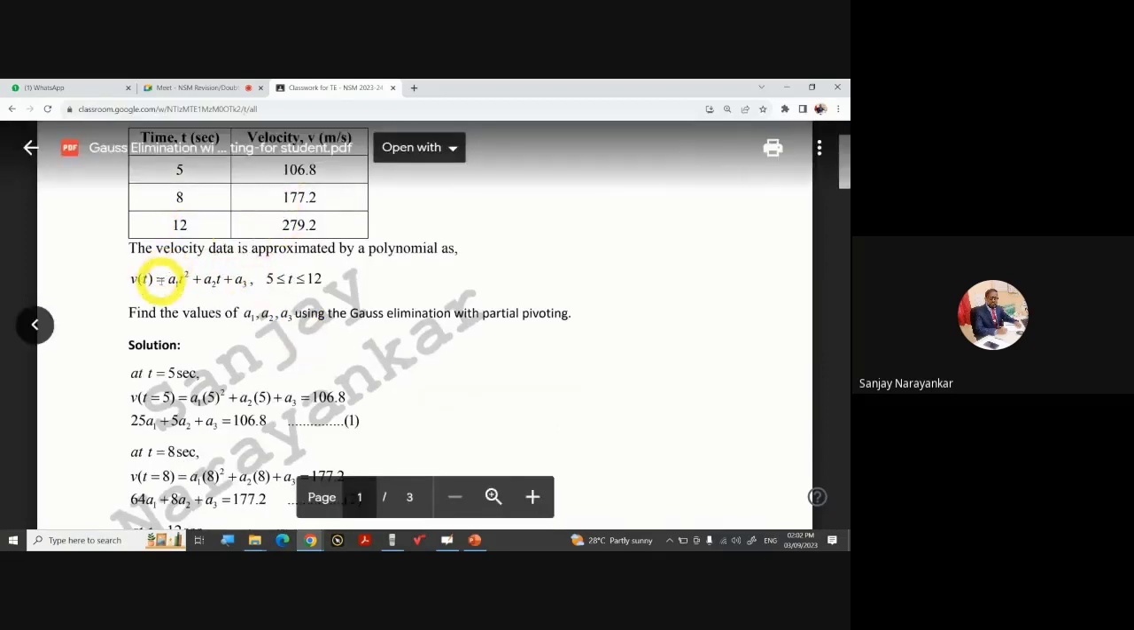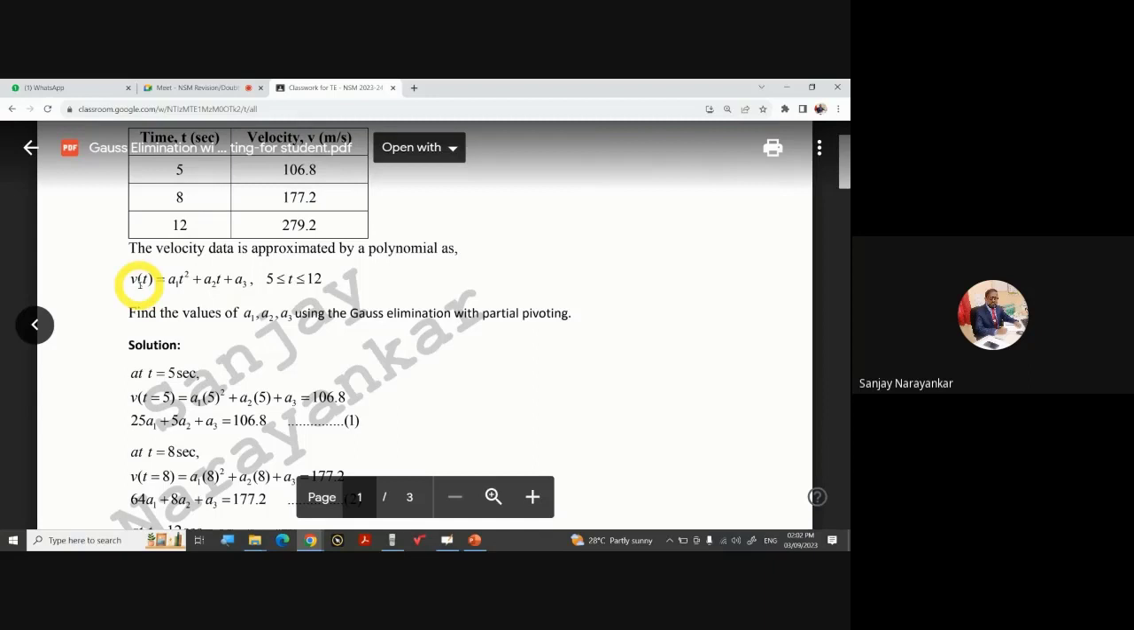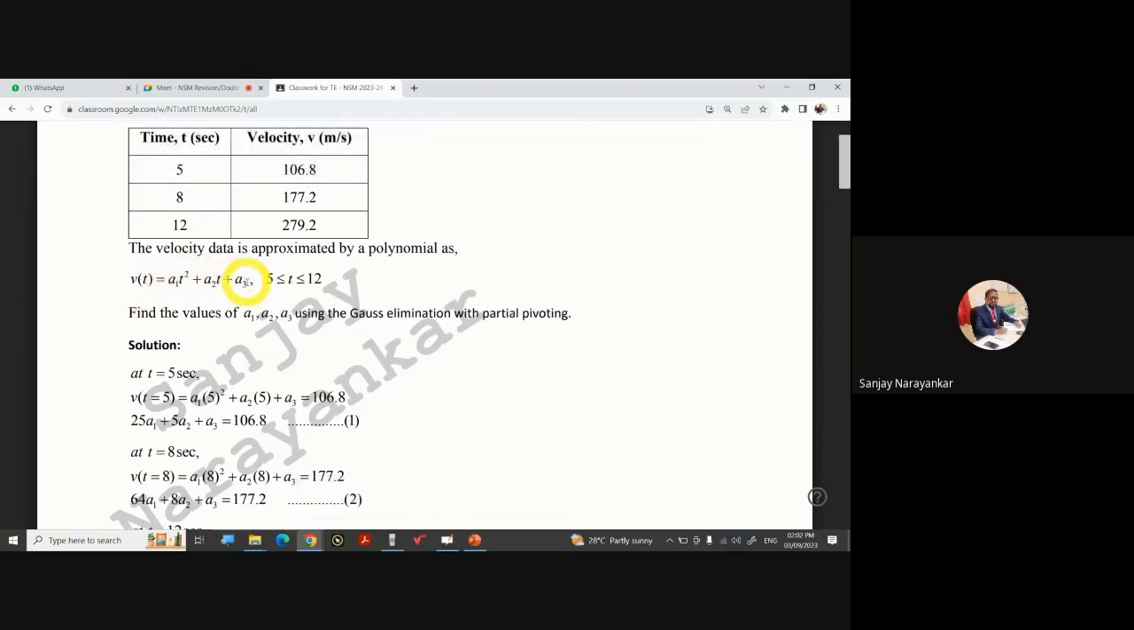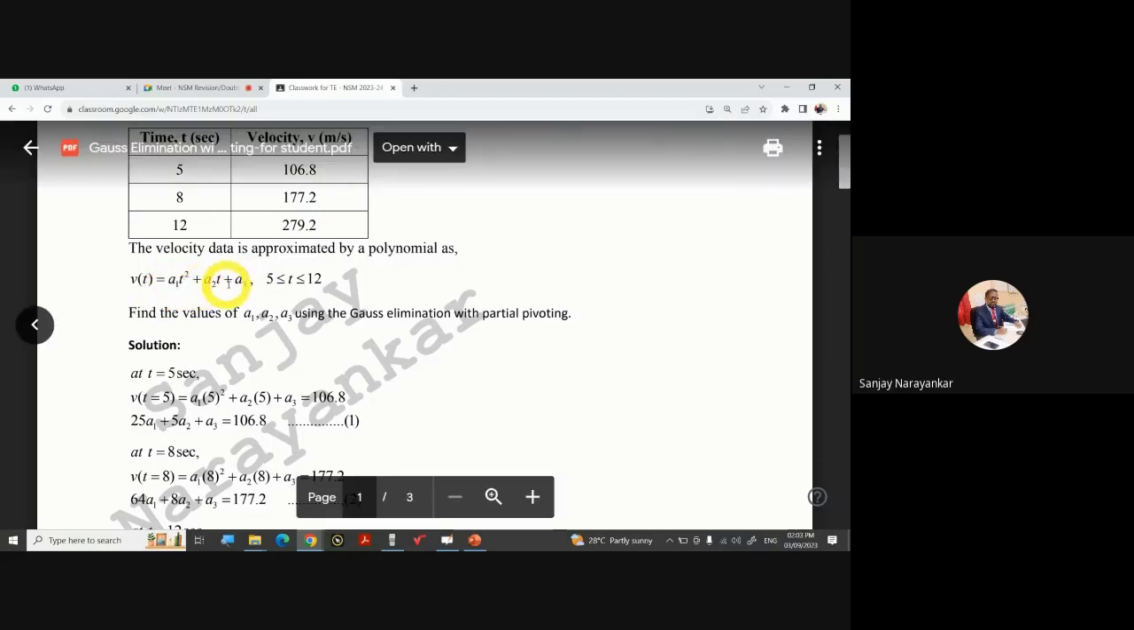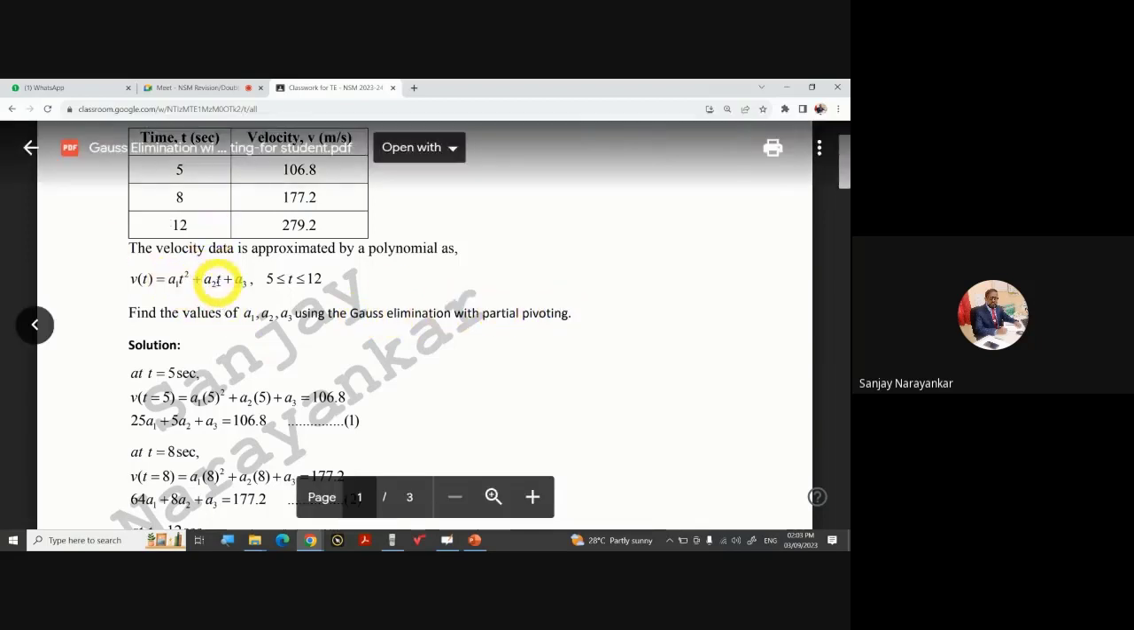The relation between velocity and time is given by this equation. So what is that equation? That equation is also given. Velocity is equal to a1 t square plus a2 t plus a3, where a1, a2, a3 are the constant coefficients that we have to find out. Now this is what is given. And they are asking us to use Gauss elimination with partial pivoting to find out the values of a1, a2, a3.